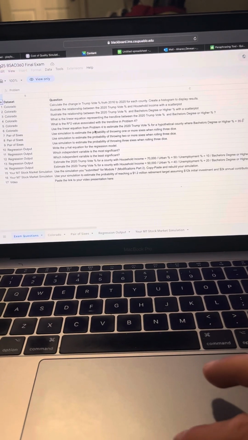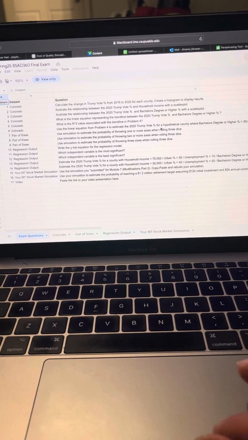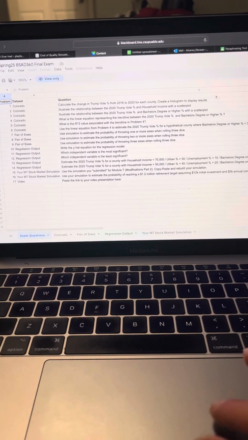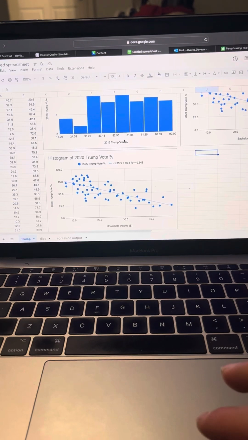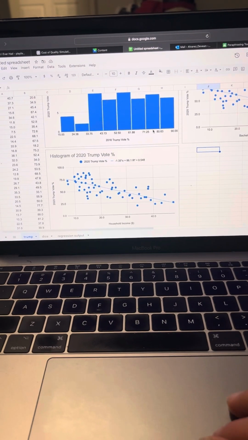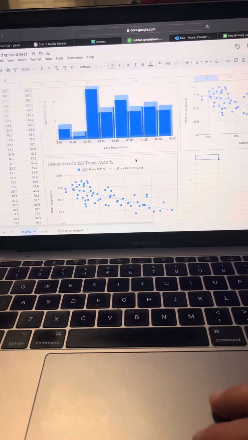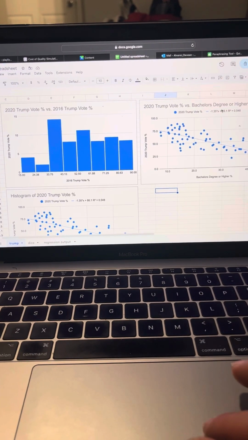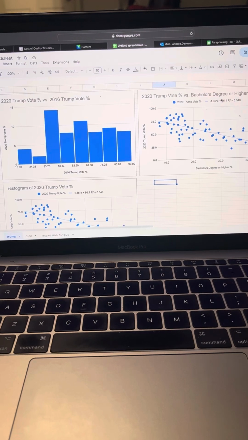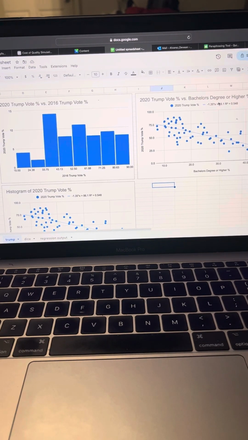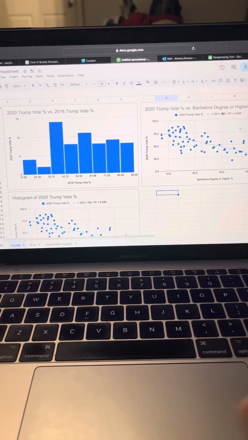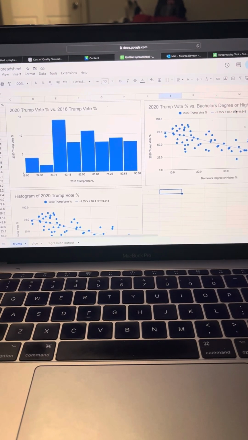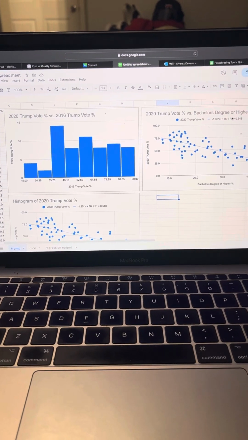Use the linear equation from problem 4 to estimate the 2020 Trump vote percent for a hypothetical county where bachelor's degree or higher percent equals 35. And for that one, I have it here on this equation. And I have negative 1.35 times 35 plus 86.1, which, I have it written down, gives me 38.85% from the linear equation.